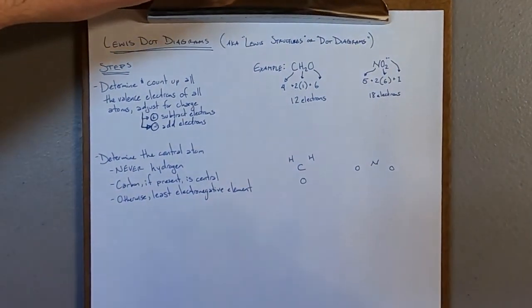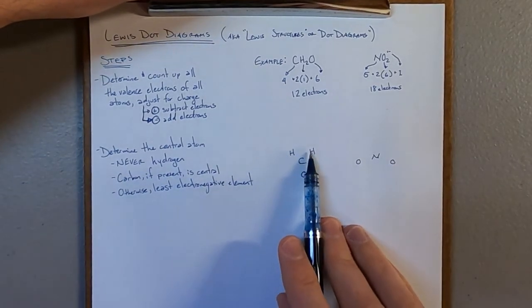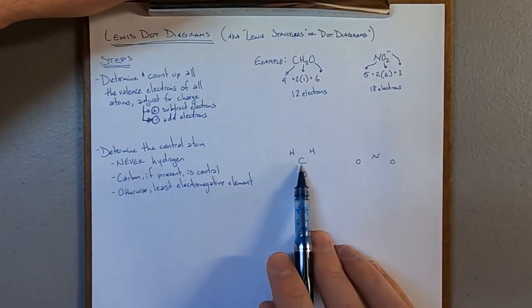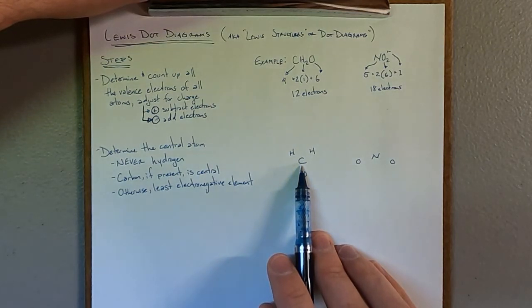Our next step is going to be to connect these outer or peripheral atoms to the central atom with single bonds. Each single bond will be represented as a line, and that line, a single bond, recall, represents 2 electrons being shared between the atoms.